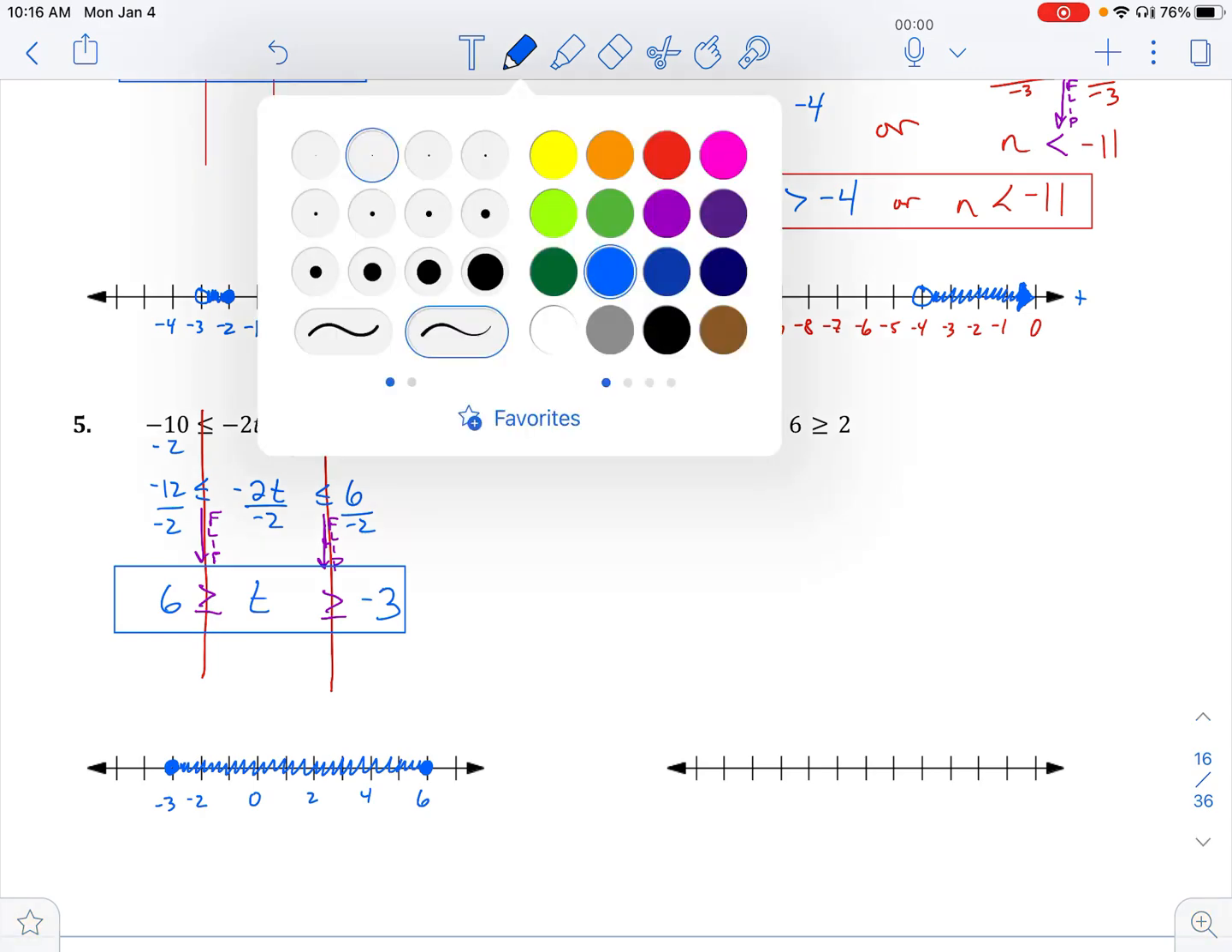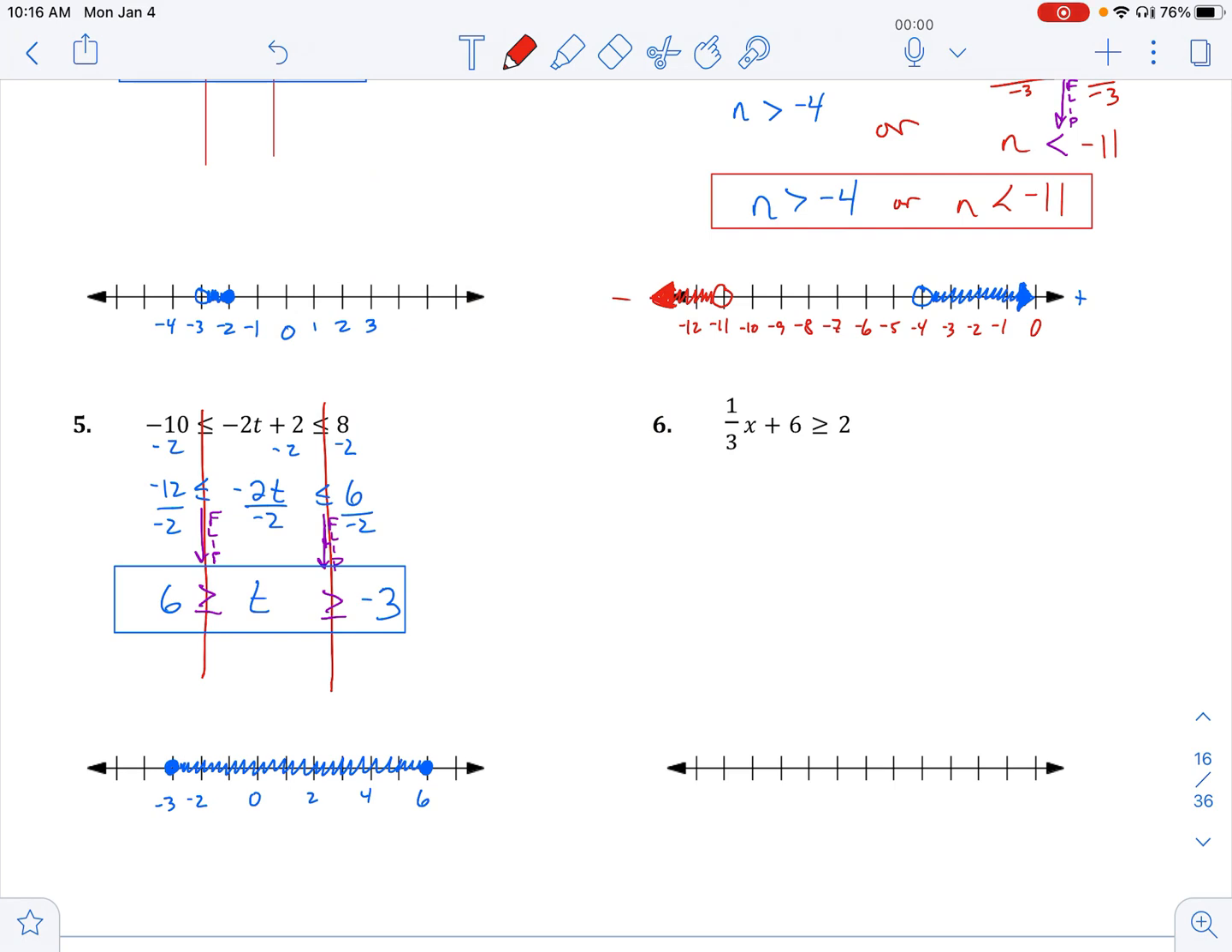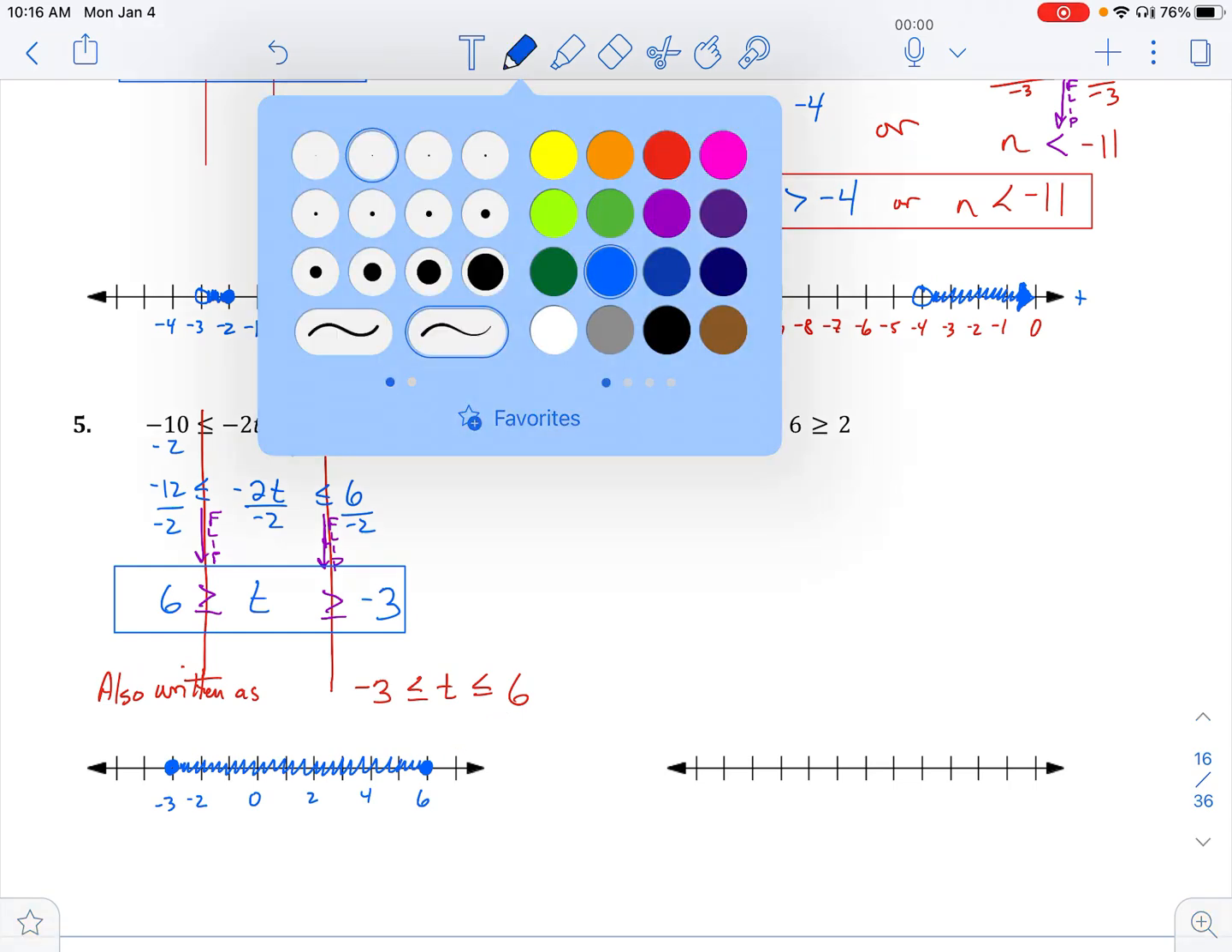Again, we talked about this the other day in notes. If you would like, you can also write this with the small number being on the left, saying negative 3 is less than or equal to t, which is less than or equal to 6. Again, that's up to your preference. Sometimes people like that because here's negative 3 on the left, here's 6 on the right, and then here are all the possible t values in the middle. That's up to you.